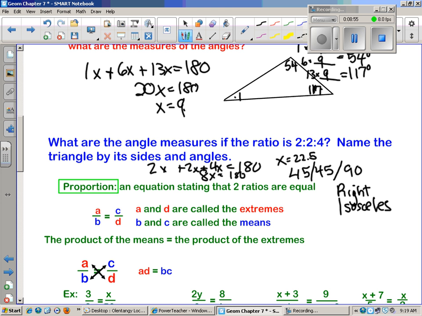Starts with a P. Perimeter. Yeah. You'd set the ratio multiplied by x equal to the perimeter. And that's how you'd find it, right? Because sides aren't equal to the 180. That's angles. Sides are equal to the perimeter.